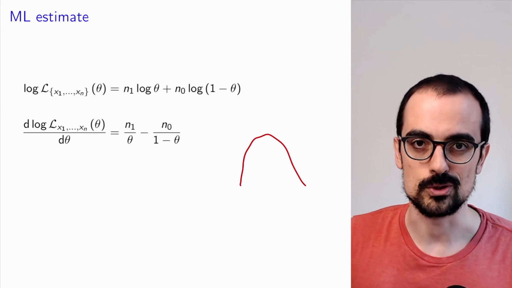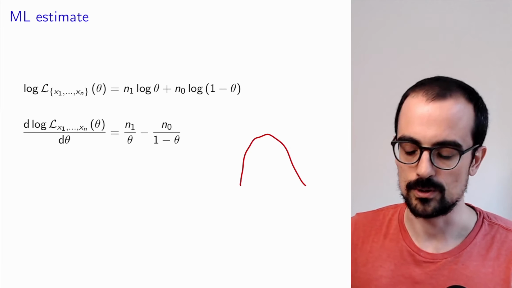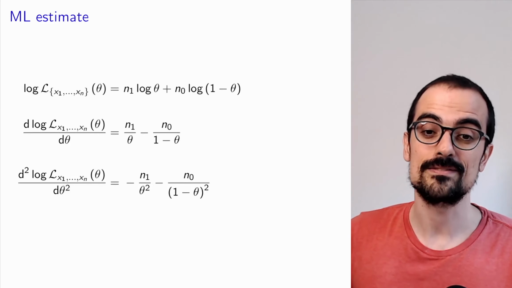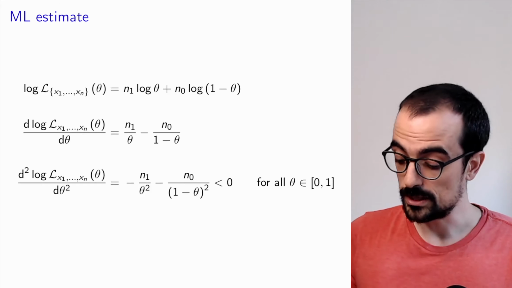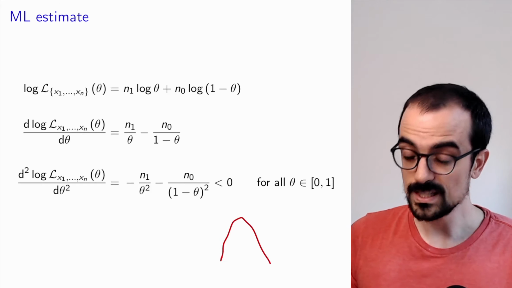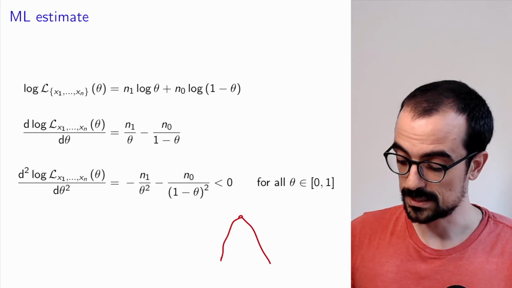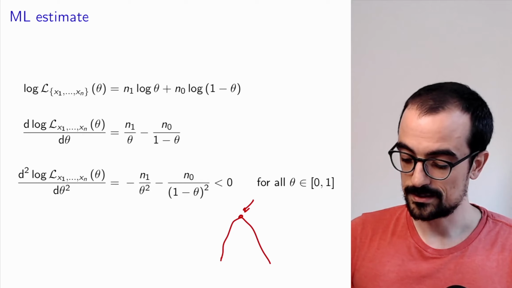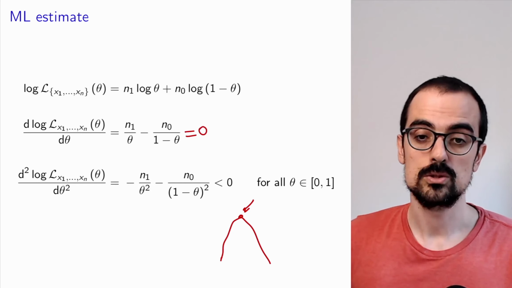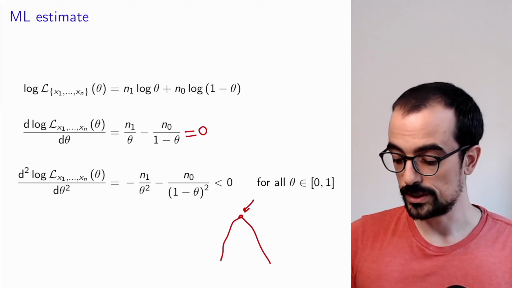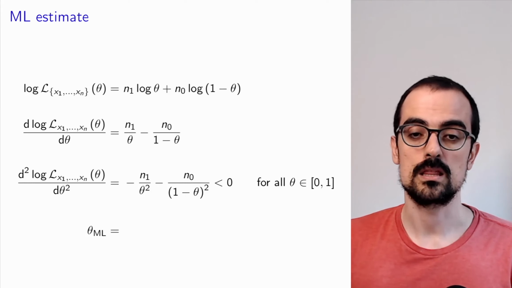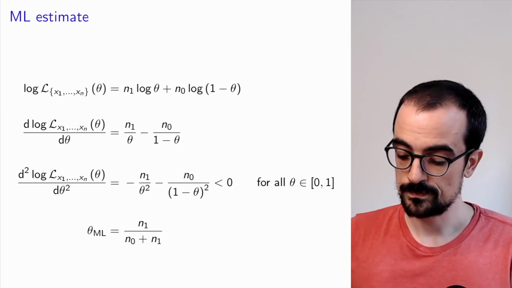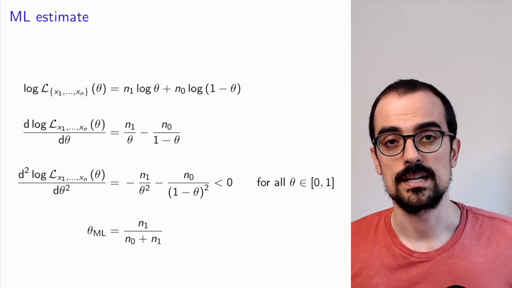Let's make sure that this is always going to be concave for any values of n1 and n0. For that, we take the second derivative, and we see that the second derivative is actually negative. So that's really good news, because it's strictly negative, which means that there's a single maximum here and the function is concave. So now we can just set this equal to 0 to find that maximum. If we do that, we get that theta ml, the maximum likelihood estimate of the parameter, is equal to n1 divided by n0 plus n1.